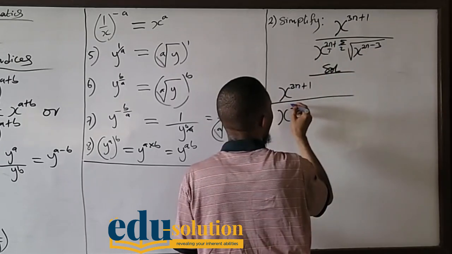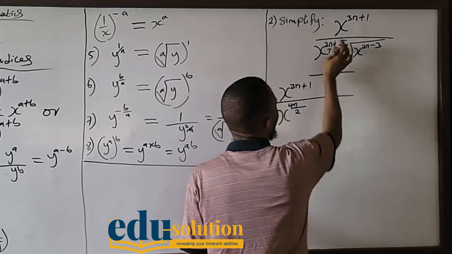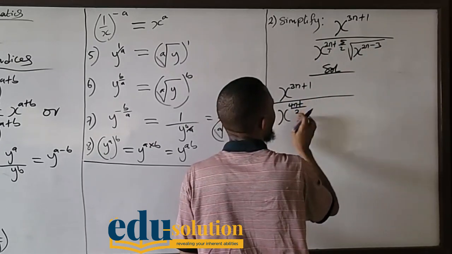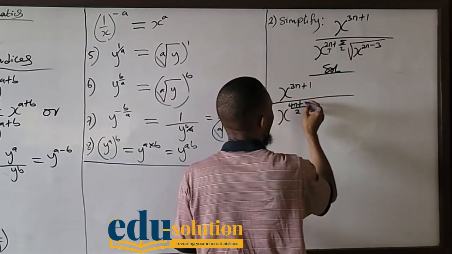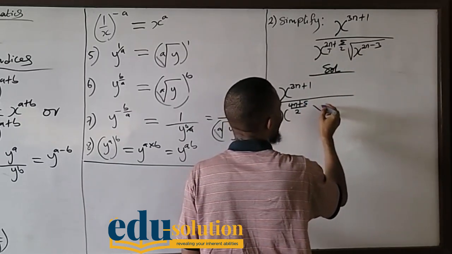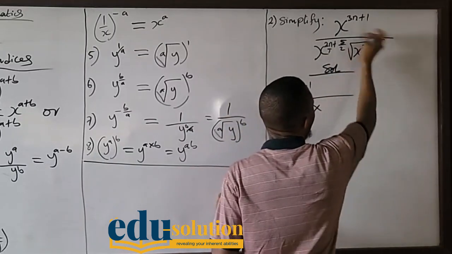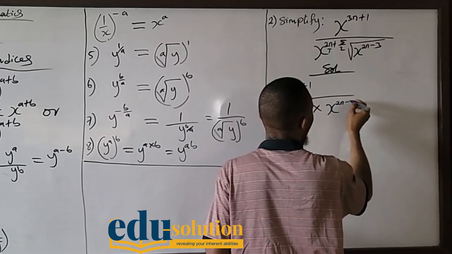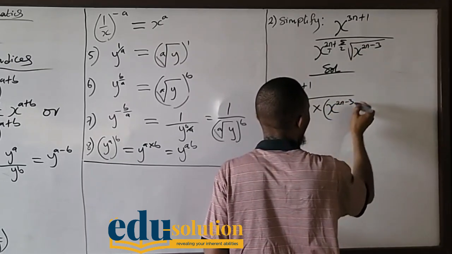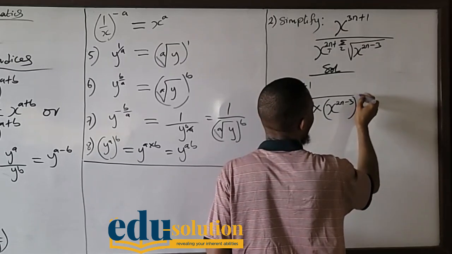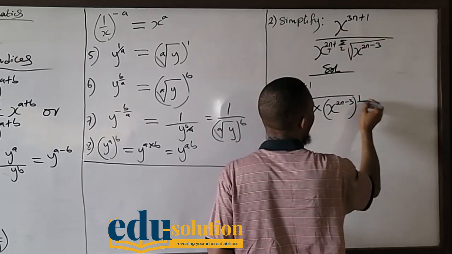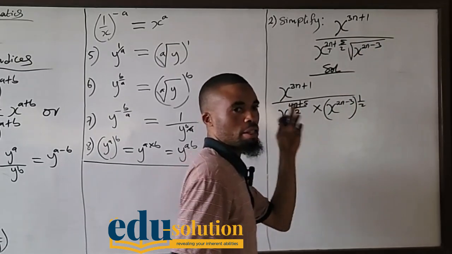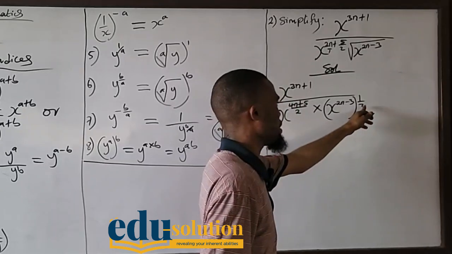2 times 2n is 4n. And then I have a plus. And then 2 divided by 2 is 1. 1 times 5 is 5. And then times this square root, I want to write it as s raised to the power of 2n minus 3. Don't forget. And then we have square root here means 1 over 2. So if you follow the laws of indices, you see that we did something like this before now.